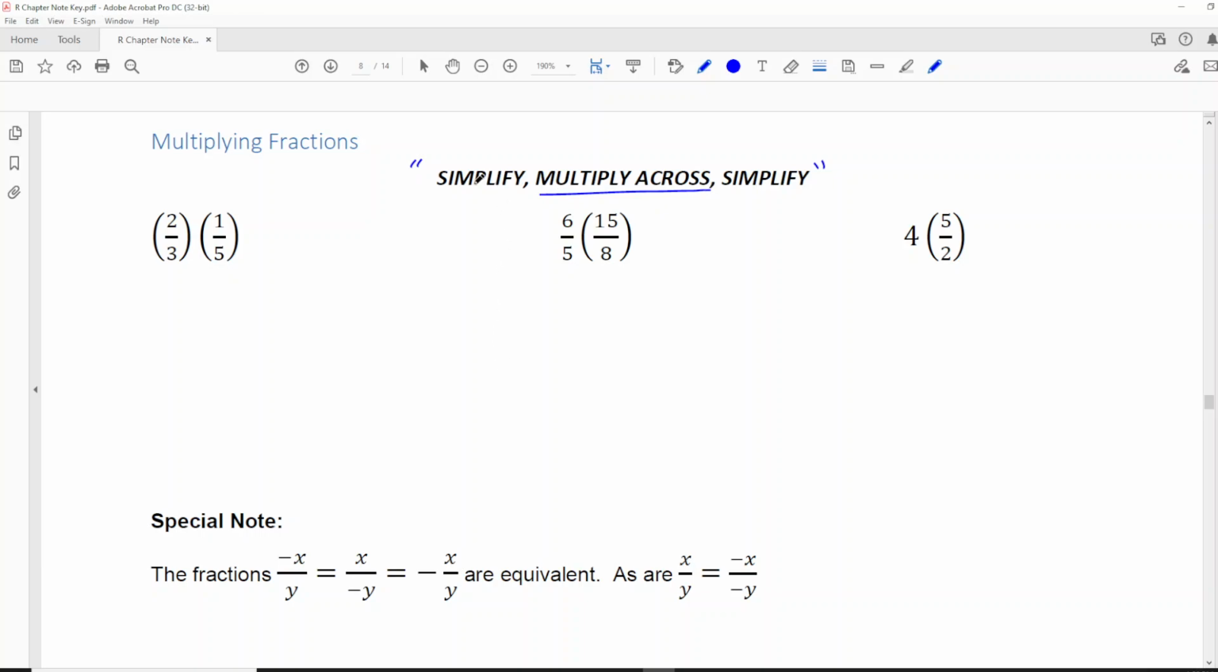Well, the next question is, why do I have simplify at the beginning and simplify at the end? Well, the answer is that when you're multiplying fractions, you're actually allowed to simplify before you multiply or after, and I'll show you why. So let's look at an example.